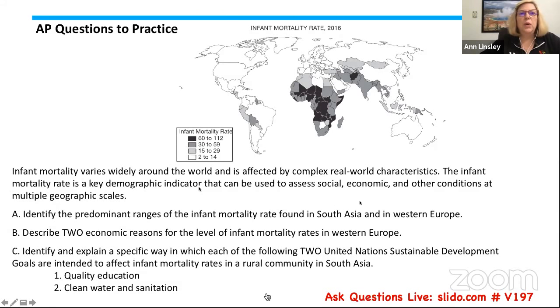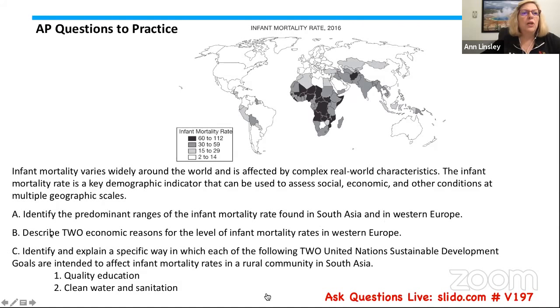Infant mortality varies widely around the world and is affected by complex real world characteristics. Infant mortality rate is a key demographic indicator used to assess social, economic, and other conditions at multiple geographic scales. So here I want you to identify predominant ranges of infant mortality, that's the population unit, in South Asia and in Western Europe. So I'm looking at two regional scales. Western Europe is a regional and South Asia is a regional scale of analysis too.